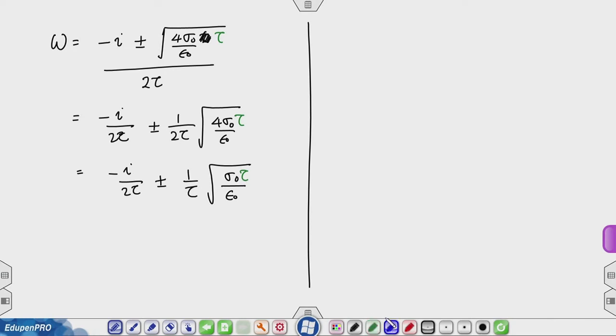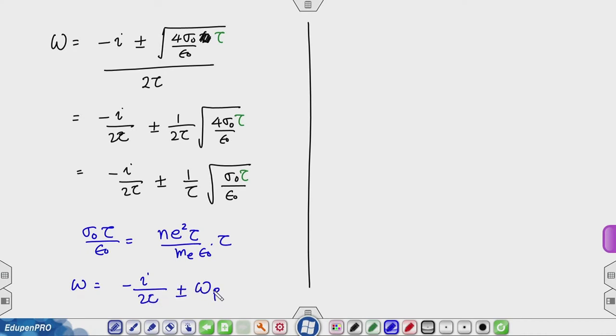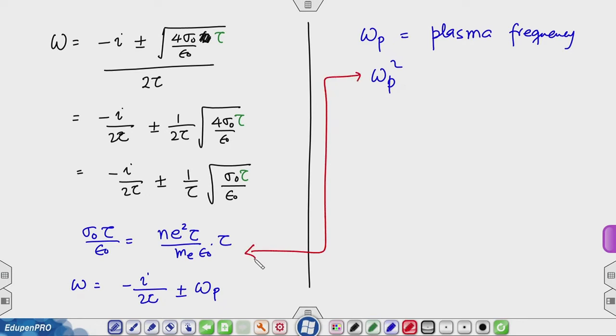Okay, now let us calculate this quantity. Sigma naught tau over epsilon 0 is n e square tau over m e epsilon 0 times tau. If I take tau inside, I get omega equals minus i over 2 tau plus minus omega p. I am just identifying a quantity omega p, which I will call plasma frequency. I will explain why it is called plasma frequency, where omega p square, you can check easily from here, is n e square over m e epsilon 0, the tau cancels.